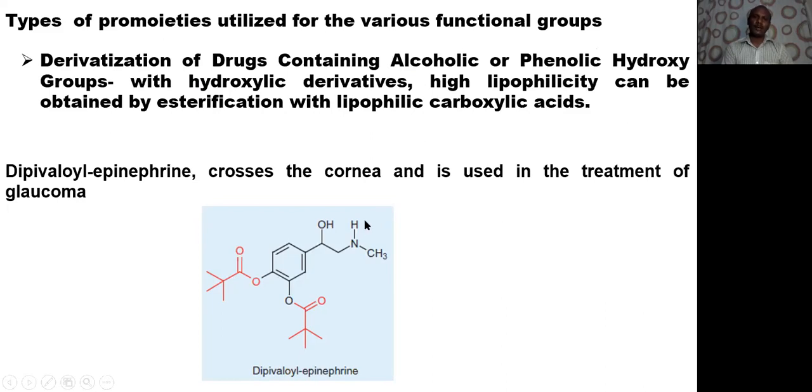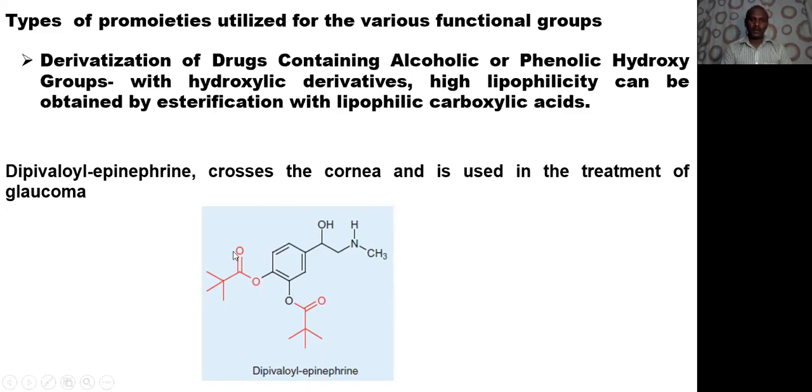So here, if you see epinephrine, it cannot cross the cornea because of its lipid solubility. Epinephrine is used in glaucoma. The red part shown is the pro-moiety, which is added later on. Pivalic acid is added, this is one, two.